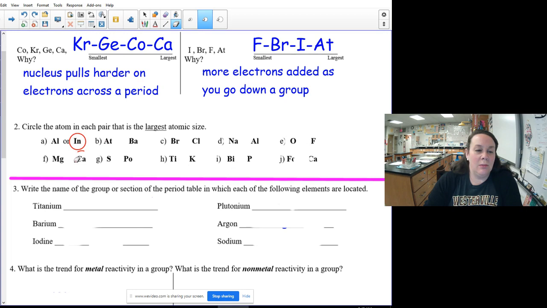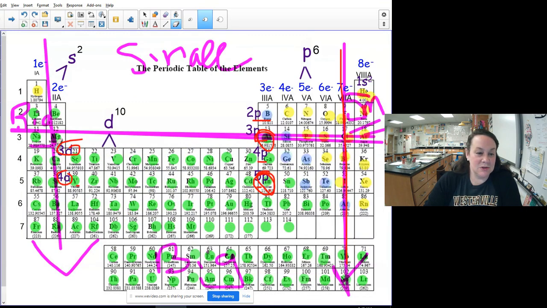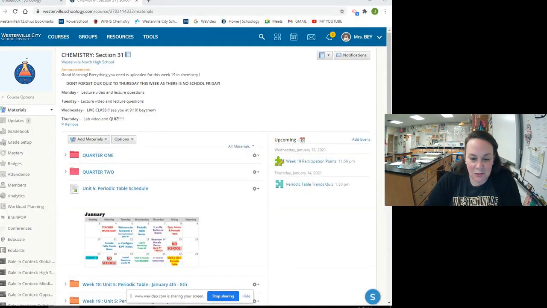What's bigger, magnesium or calcium? As I'm giving away answers here. Magnesium versus calcium, those are up and down. I want a side-to-side one. Let's see.